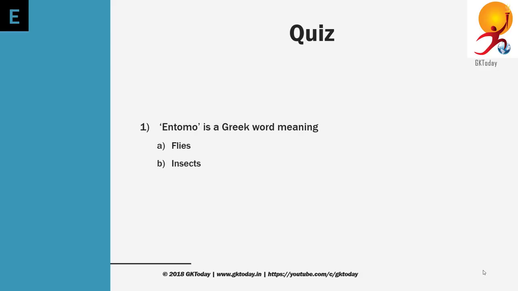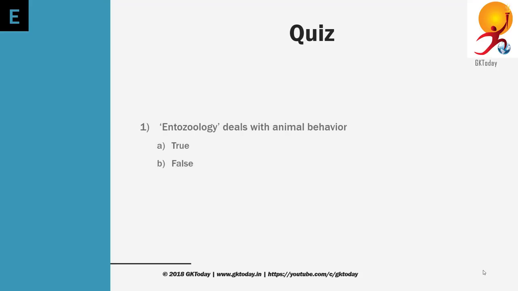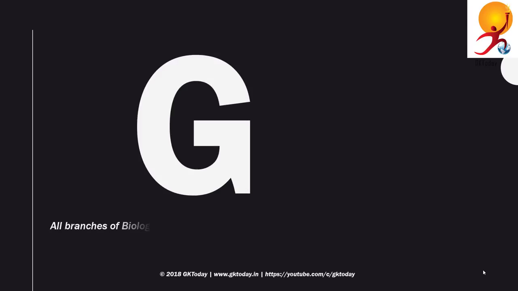So entomo is the Greek word meaning what? A, flies, B, insects. We know entomology is the study of insects. Hence the answer is B, insects. Entozoology deals with animal behavior, which is false. Why? Because entozoology is the study of parasites in living things.